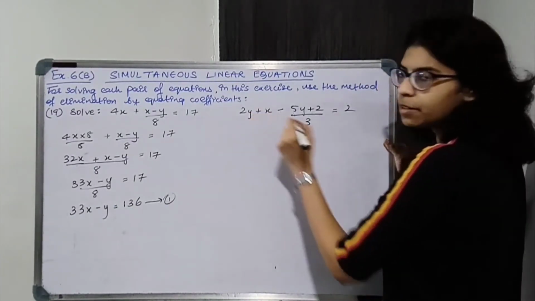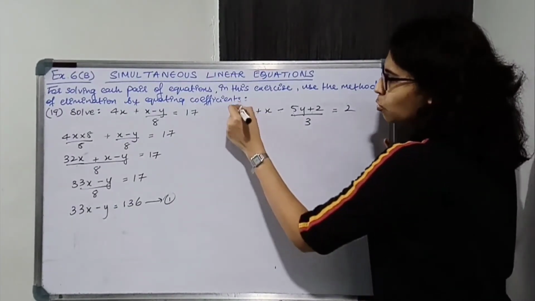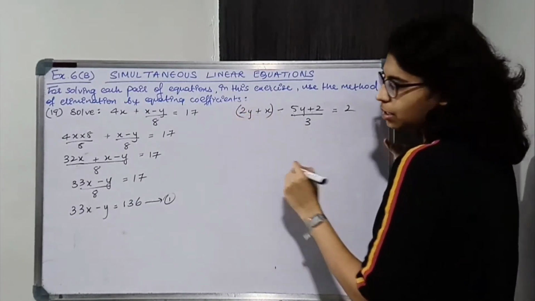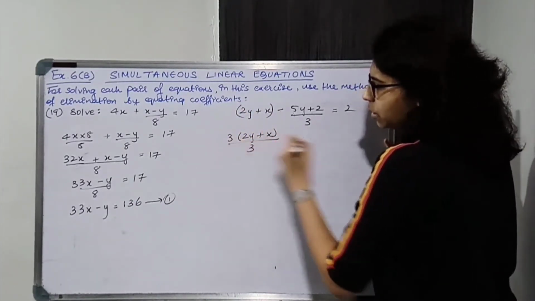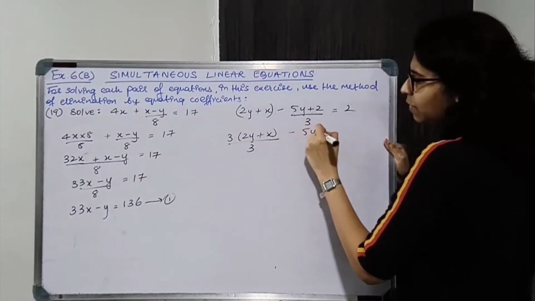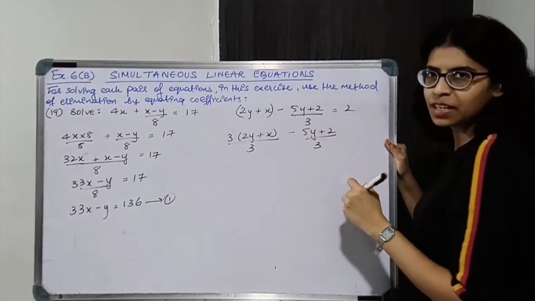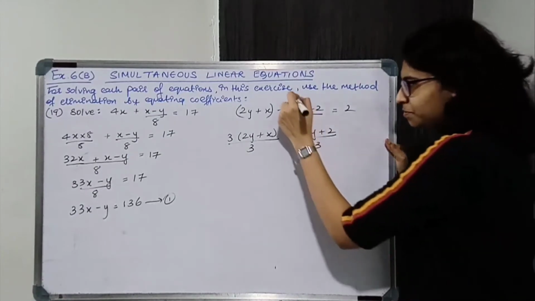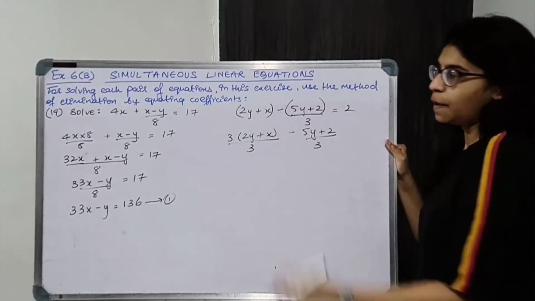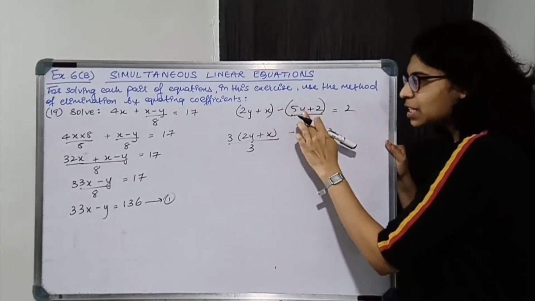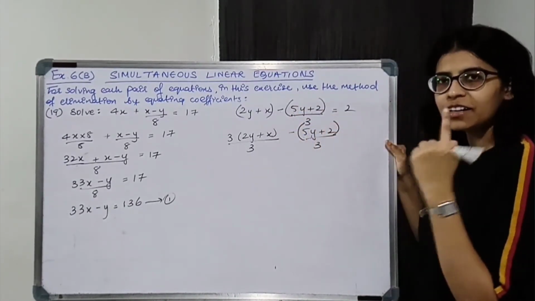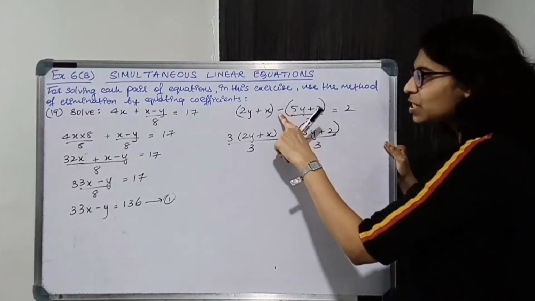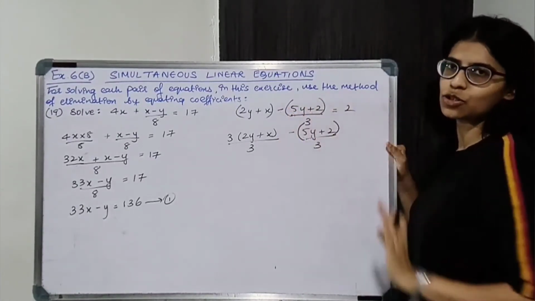So we'll multiply and divide by 3 over here. Okay, so put brackets, multiply and divide by 3. So 3 into 2y plus x upon 3 minus 5y plus 2 by 3. Now one thing, put brackets. There is a minus sign, so the signs will change over here. Okay, so make sure you put the bracket first. Whenever you see a negative sign, put brackets over here.